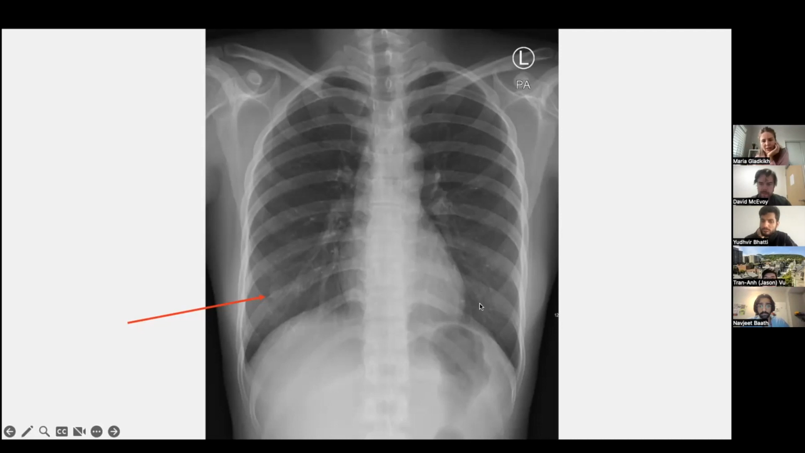So you can rely on your secondary signs, but with nodules specifically, you need further characterization, probably with a lateral X-ray and then follow-up imaging if you're concerned about a malignancy. Okay.